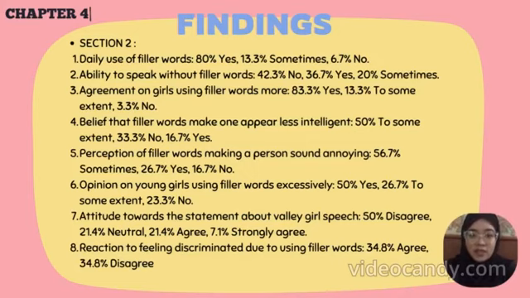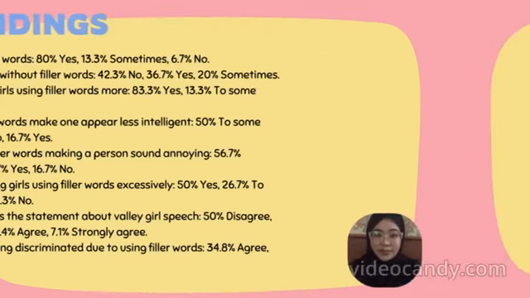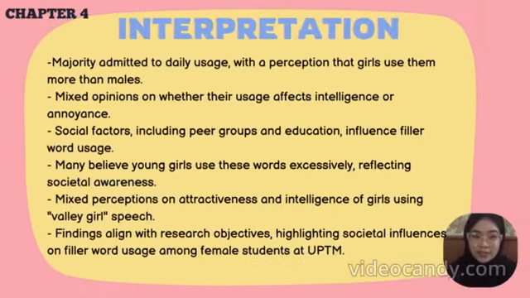And the next question, attitude towards the statement about Valley Girl speech: 50% of them disagree with the statement. And the last, their reaction to feeling discriminated against due to using filler words: most of them, 34.8%, agree with the statement, and the rest disagree. So let's move on to the interpretation.